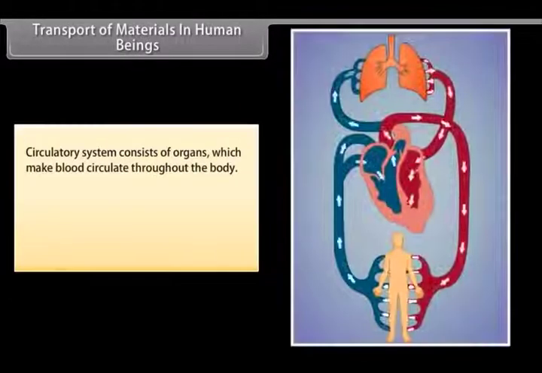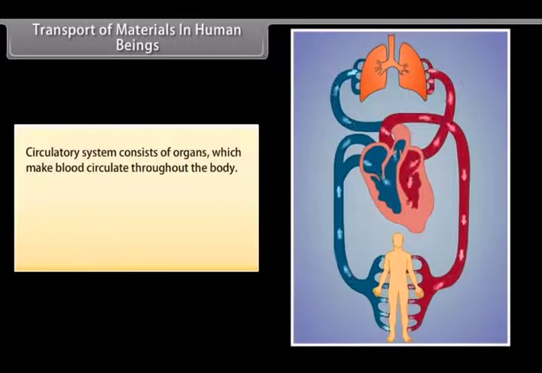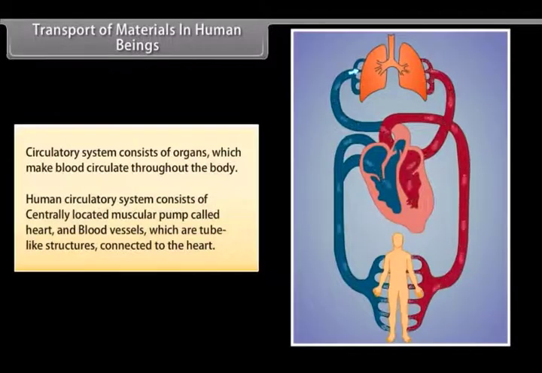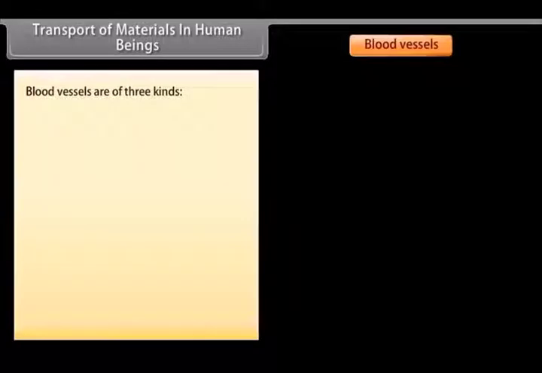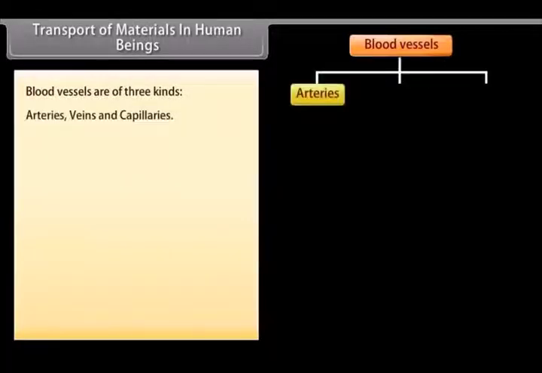Circulatory system consists of organs which make blood circulate throughout the body. Human circulatory system consists of a centrally located muscular pump called the heart and blood vessels, which are tube-like structures connected to the heart. Blood vessels are of three kinds: arteries, veins and capillaries.